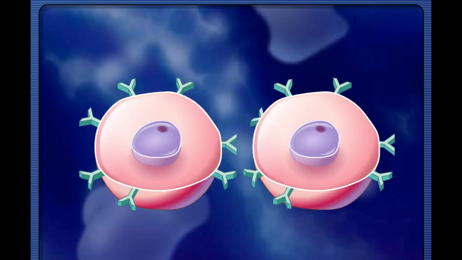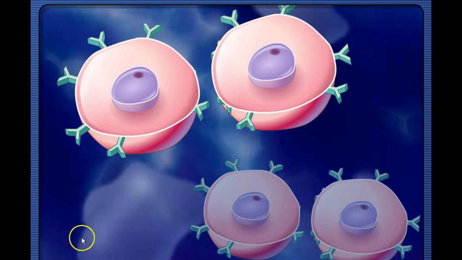As you can see here, it's going to start to divide a lot. This particular B cell was chosen because of something called clonal selection, in the sense that the particular antigen fit this type of precursor B cell, so it gets chosen to divide over and over and over again.